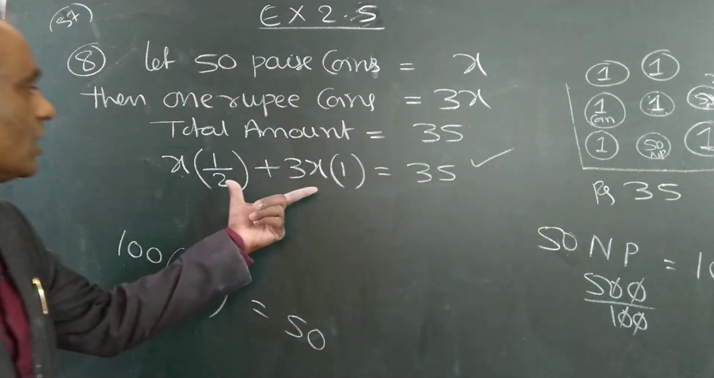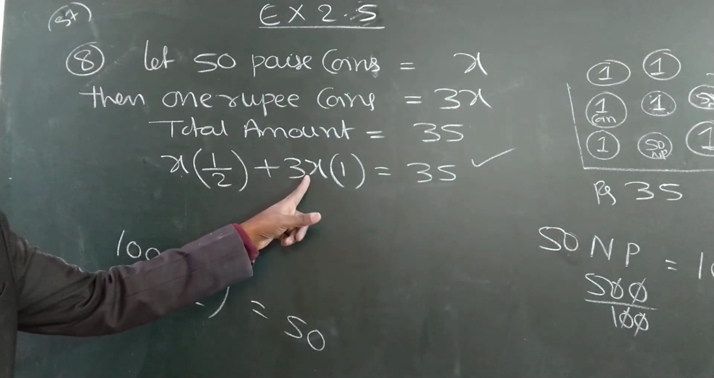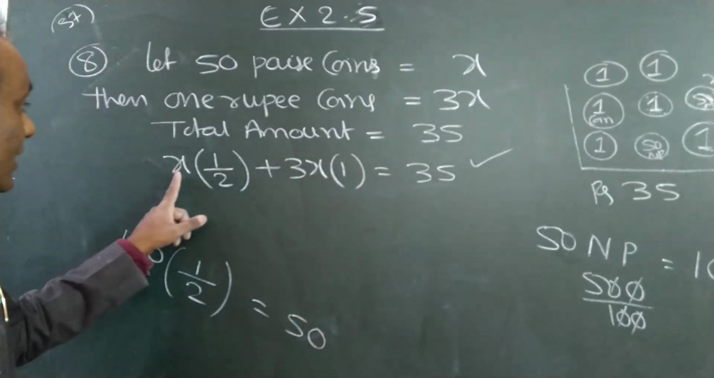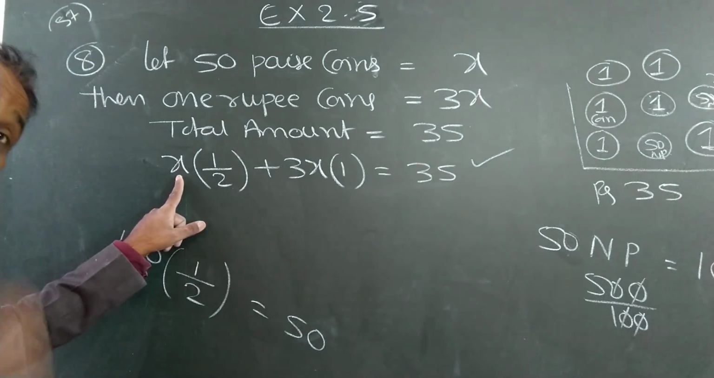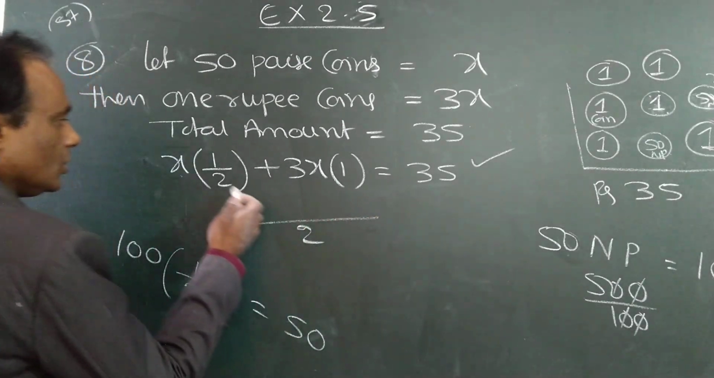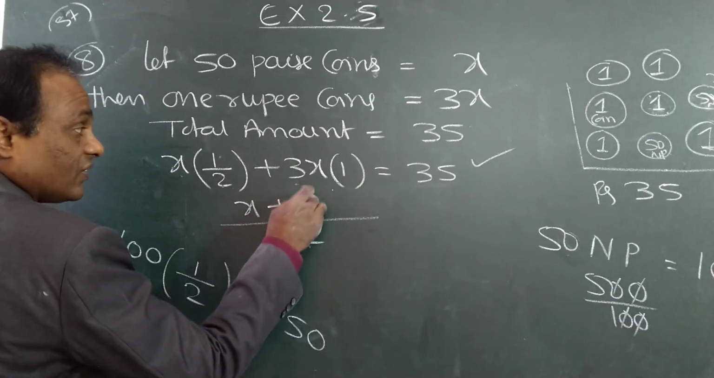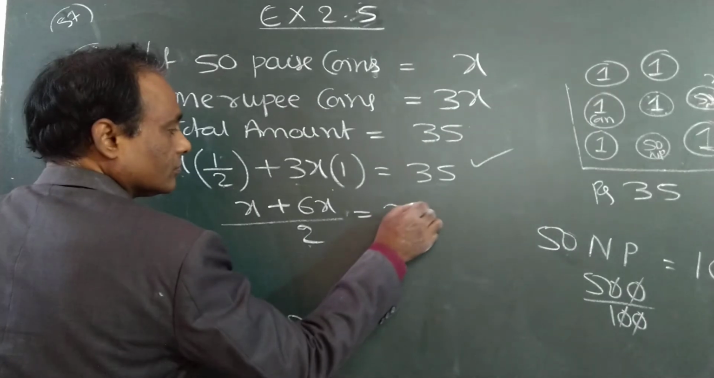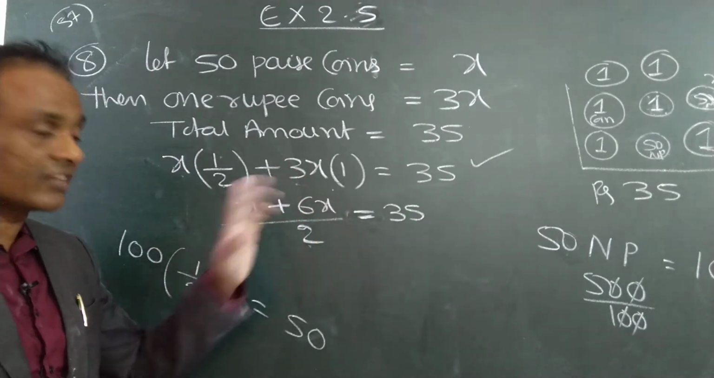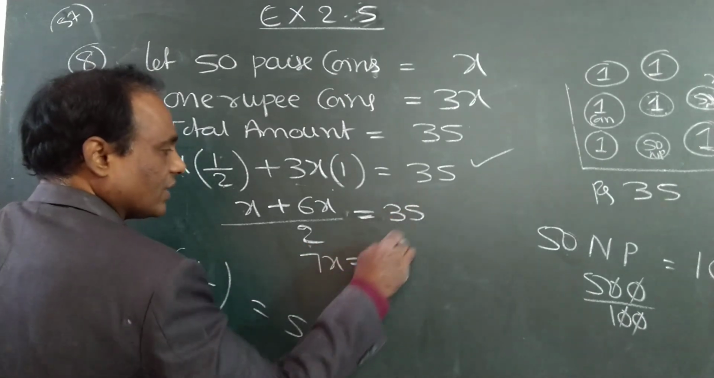That's all. If you understood this, next you have to understand this: 3x is the number of 1 rupee coins, each value 1 rupee only. But x 50 paise coins, each is half rupee. Take 2 as LCM: x into 1 by 2, plus 3x, is x by 2 plus 6x by 2, so 6x plus 1x, 7x, is equal to 35 by 2, and 2 goes to the other side.